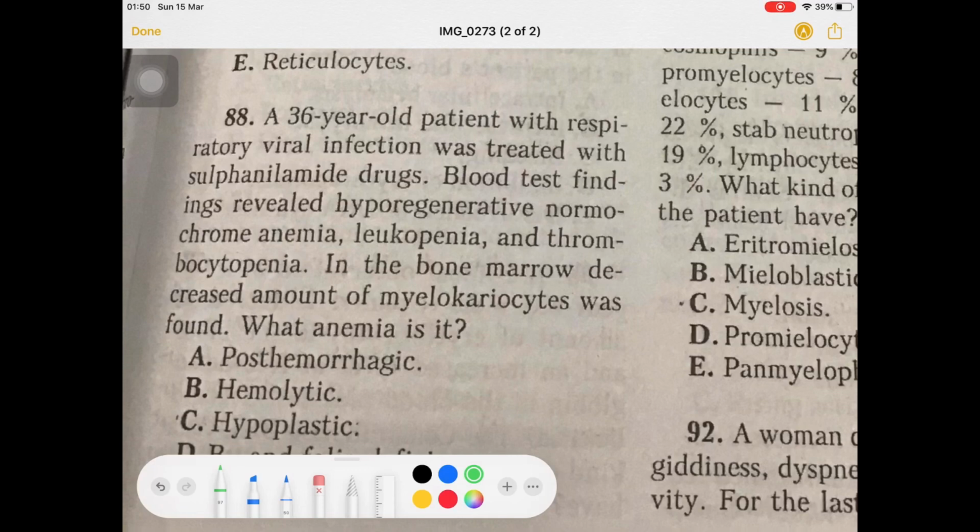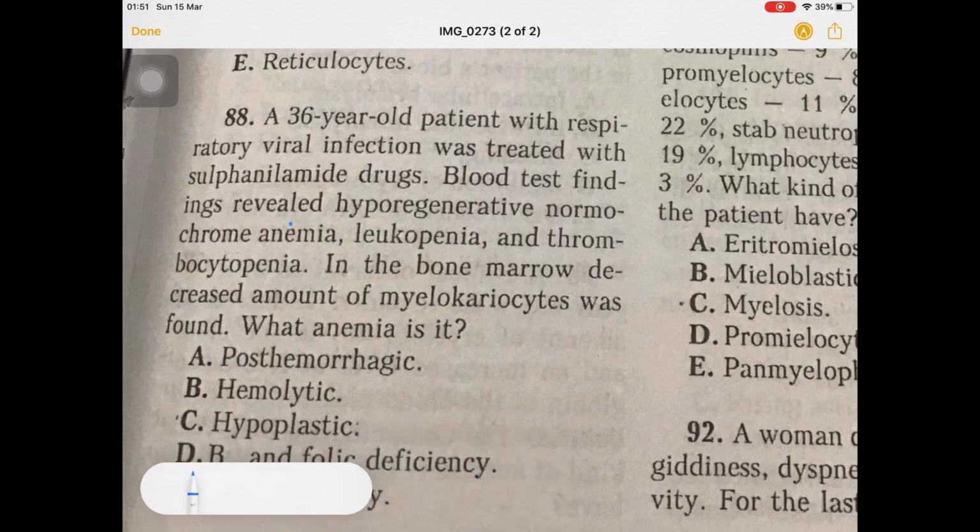Yeah, from the pharmacology, yes, absolutely, we know that we are having the combination, for example, Biseptol, which is a combination of sulfamethoxazole and trimethoprim, right? So in this one they are talking about the sulfonamide drugs, and blood test findings revealed hyporegenerative normochromic anemia. So look over here, they are talking about the normochromic anemia, first of all.